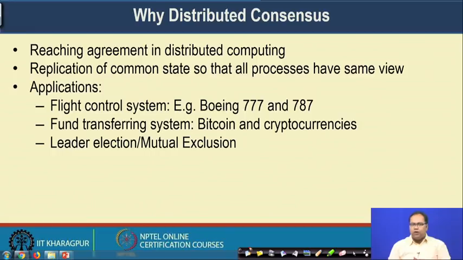Now, there are multiple applications. One typical application of state machine replication is the flight control system. When there are multiple flights and they want to coordinate their positions among themselves, you can apply this kind of state machine replication technique in a distributed system to achieve consensus. Then for fund transferring systems in a distributed environment, like for the cryptocurrencies, we are going to see that in a closed environment you can apply a state machine replication based algorithm for consensus.